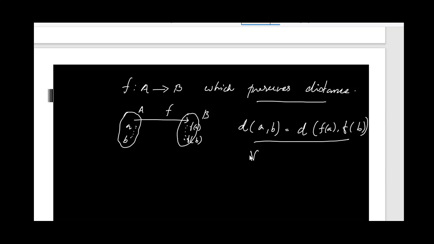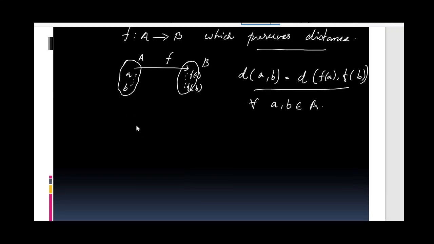If this is true for every a comma b belonging to A, then we will say that A and B are congruent. Congruence, another name is isometry. These two are the same. Thus, a property is said to be invariant under or preserved by congruence if whenever an object has that property, so does every object congruent to it.